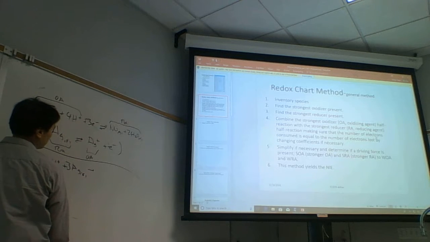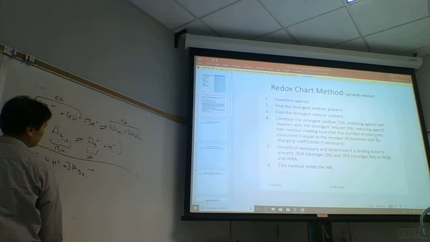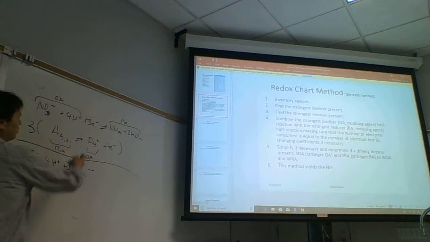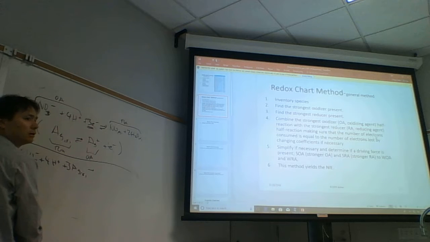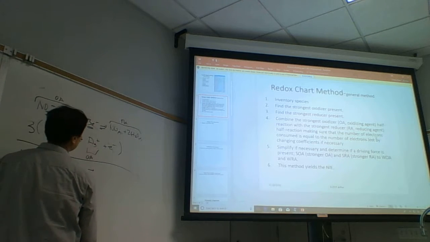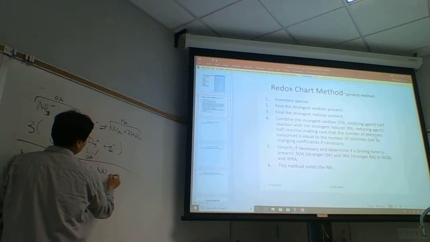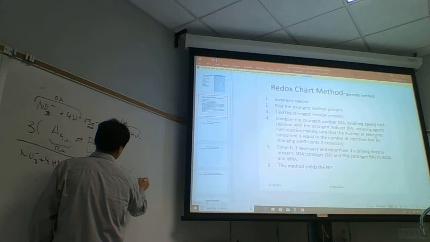Wait, so the electrons cancel? Why wouldn't they add to 6? They don't add, because we have electrons on the left side and electrons on the right side. Oh, right, got it. This is the NO gas, it's 2H2O liquid, plus 3 silver ions.